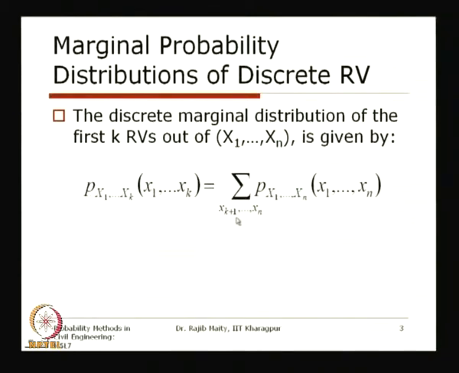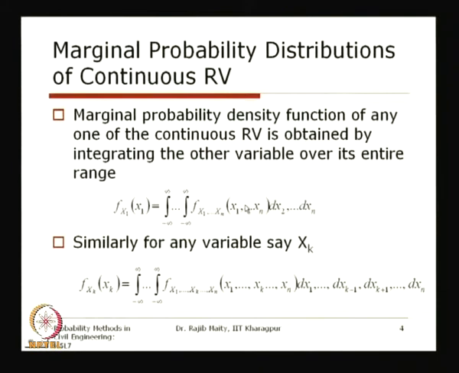So that means that for this k plus 1 up to n, these have to be marginalized out, because we are looking for the marginal distribution for the first k random variables. In this way we can get their marginal distributions as well. This is for the discrete case, where we go for the summation. Similarly, if it is a continuous random variable, we can take the same approach. Now we have to do the integration over the entire range of the remaining random variables.